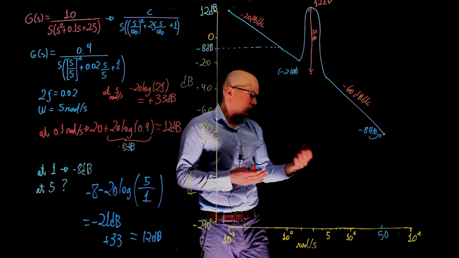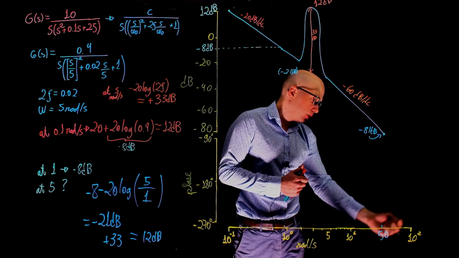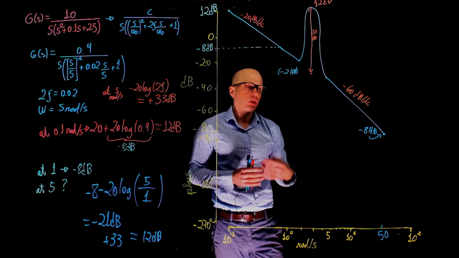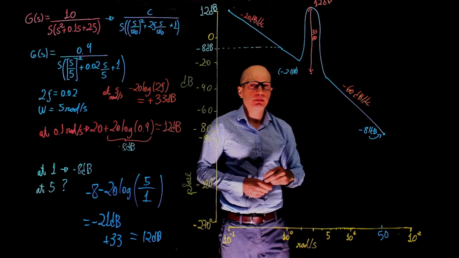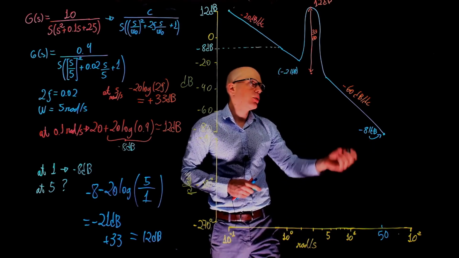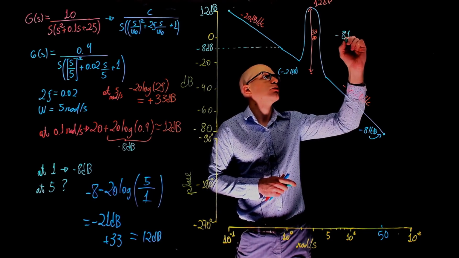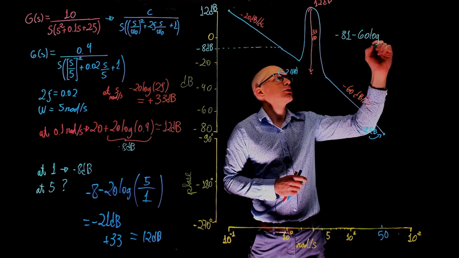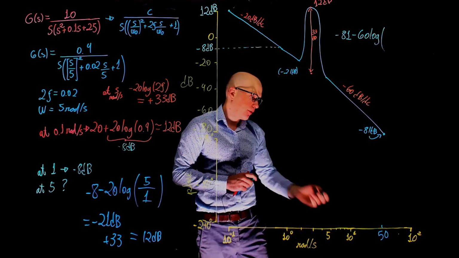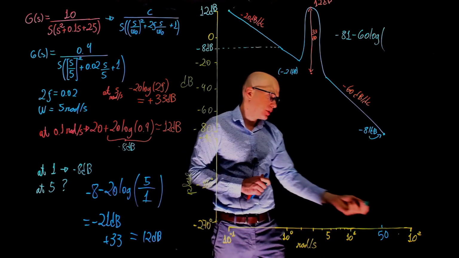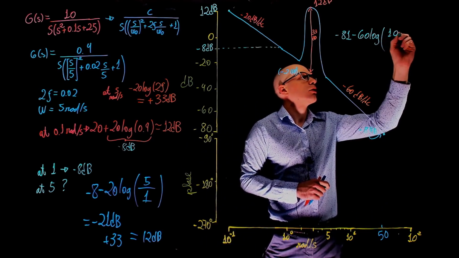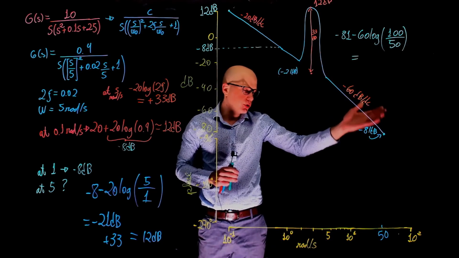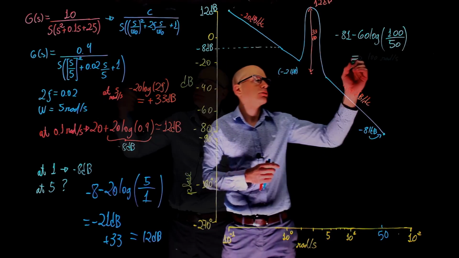Very good. Now let's assume that hypothetically we want to know the magnitude at 10 to the power of 2. Based on the same principle that we did here, think about it. What would be the magnitude of the Bode plot at 10 to the power of 2? Well, based on the same principle, we are at negative 81 dB. We are going down by negative 60 decibels per decade, so negative 60 log of the jump in frequency, that is 100 divided by 50. And this would be the magnitude at 100 radians per second.